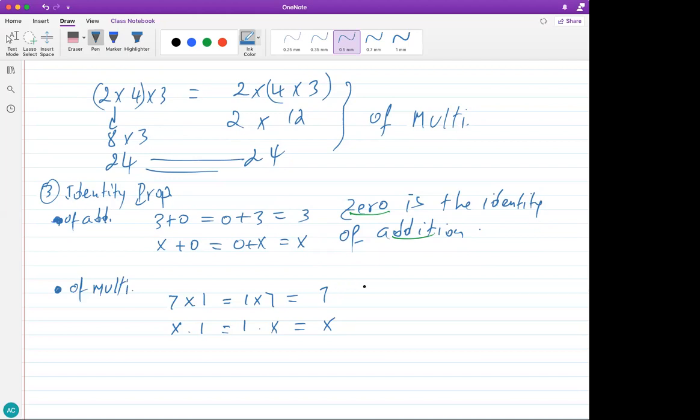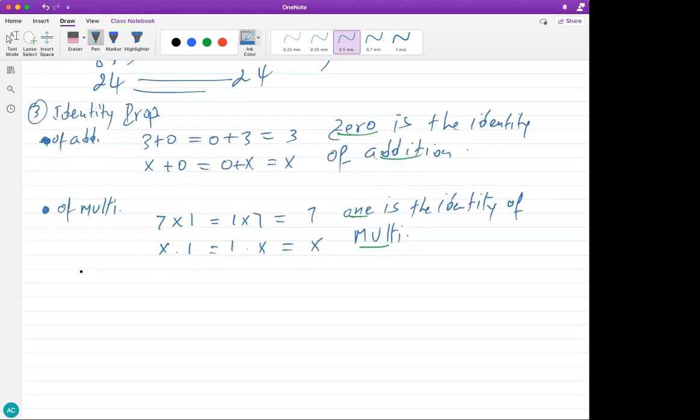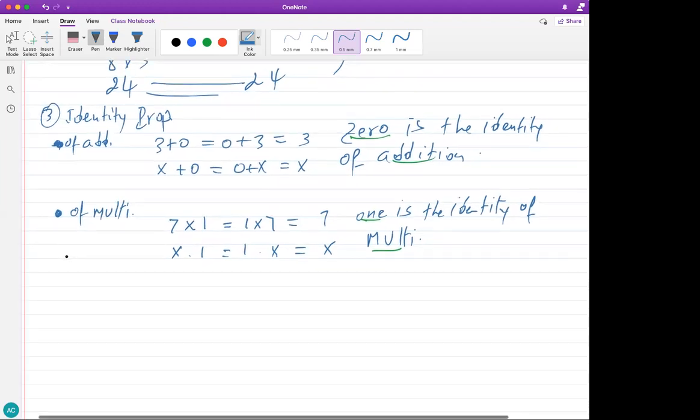That's why we say 1 is the identity of multiplication. Okay, 0 is for addition, 1 does not affect multiplication. That's the identity property. Let's move on to another one.